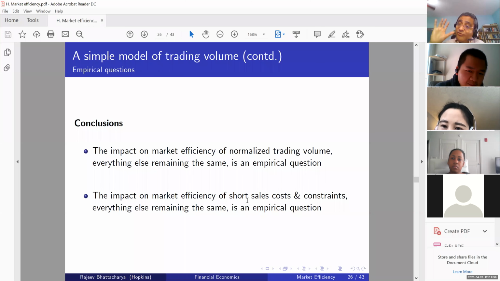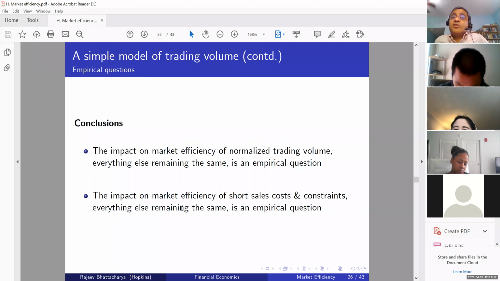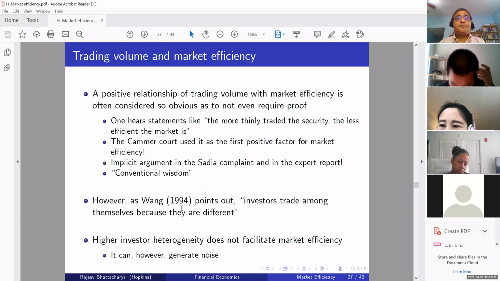And this is the part, in finance research, people will often say, why is this even a question? Of course it doesn't depend. We finance professors, we understand that this is a completely different matter, and I'll talk about it. And in the theoretical model as well, we asked the question, market efficiency on short sales costs and constraints. That's also an empirical question.